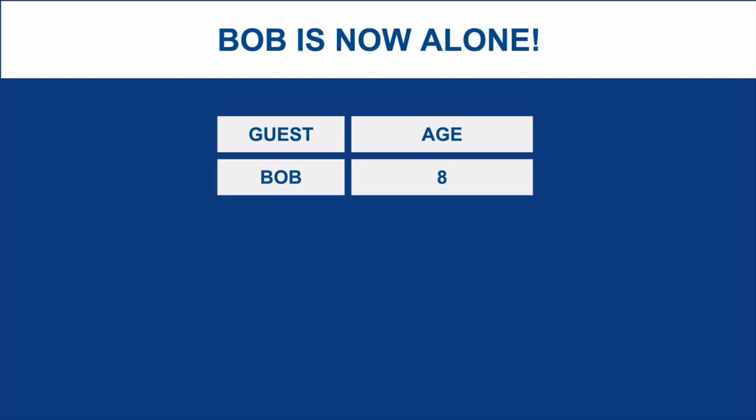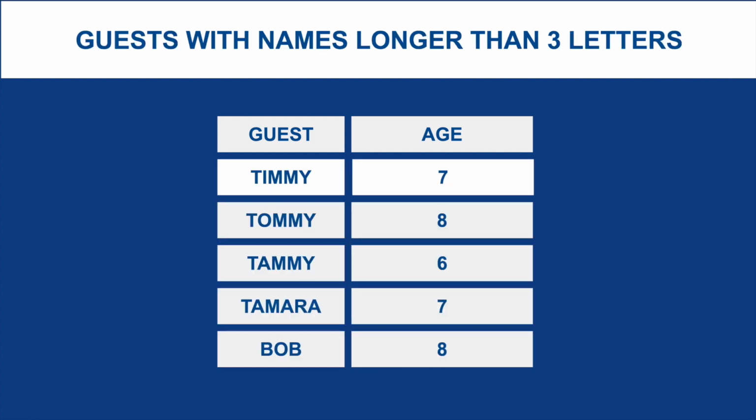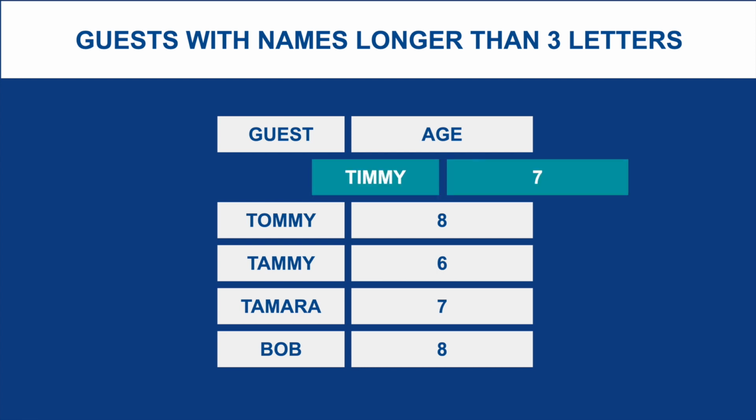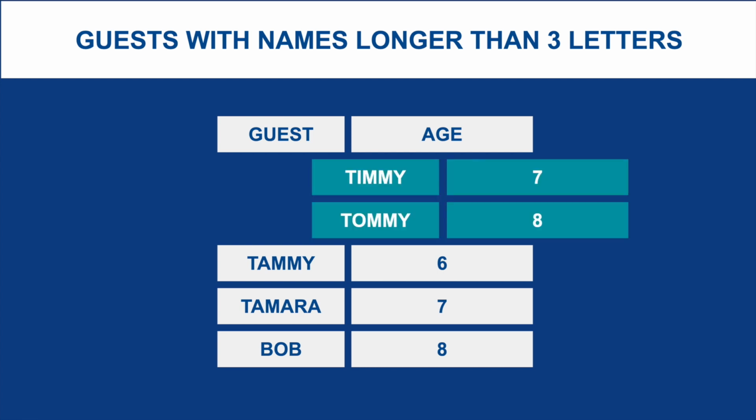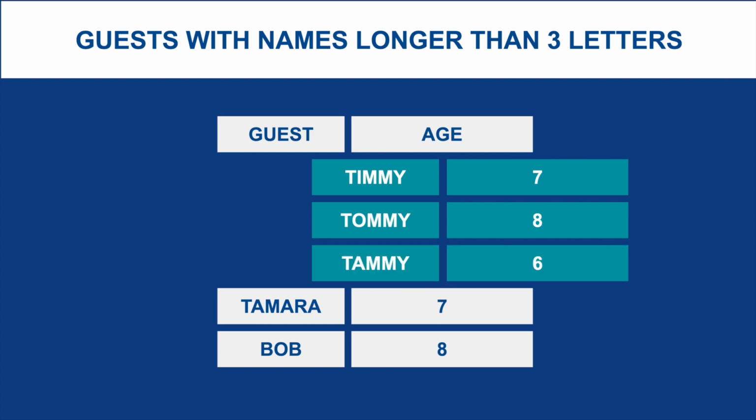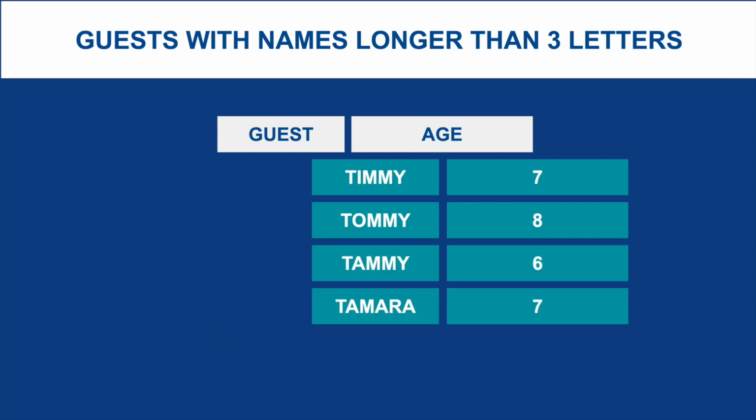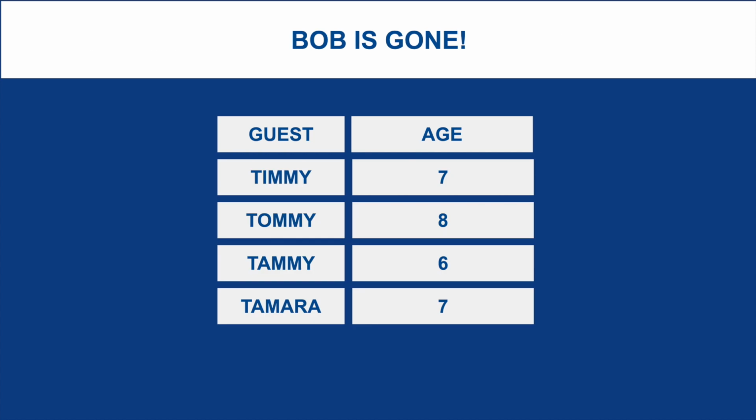That's what filter does. You give it an input list, you filter with some criteria, and then you get back a new list. Here's another example for lists that I also like. So here we have guests with names longer than 3 letters. As you can see, Timmy is a candidate. So is Tommy. So is Tammy. So is Tamara. And then poor Bob is left out. So what we get back is a new list only with Timmy, Tommy, Tammy, and Tamara. Bob is gone. There you go.